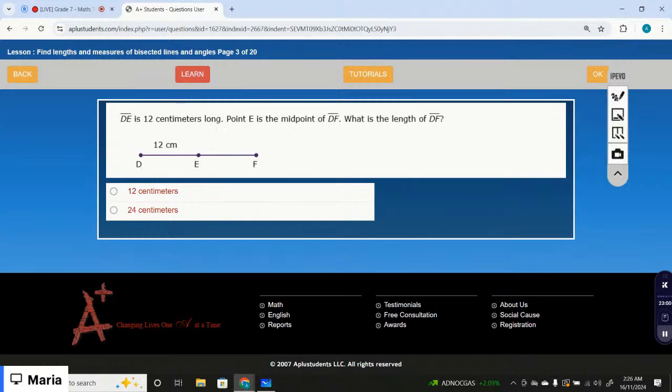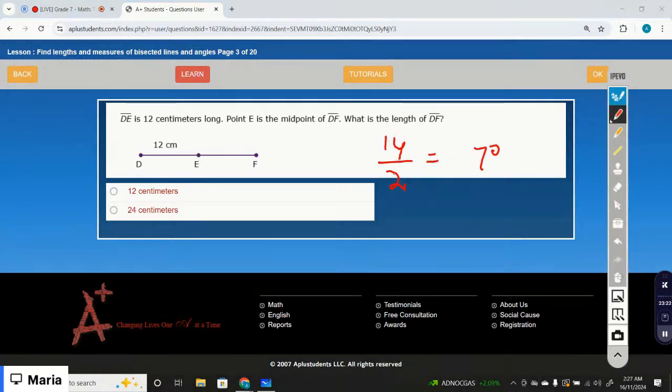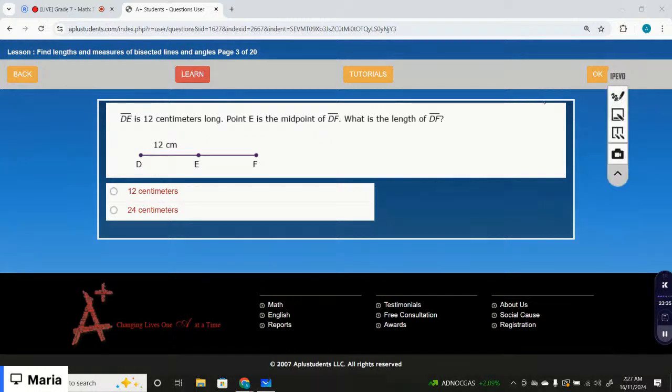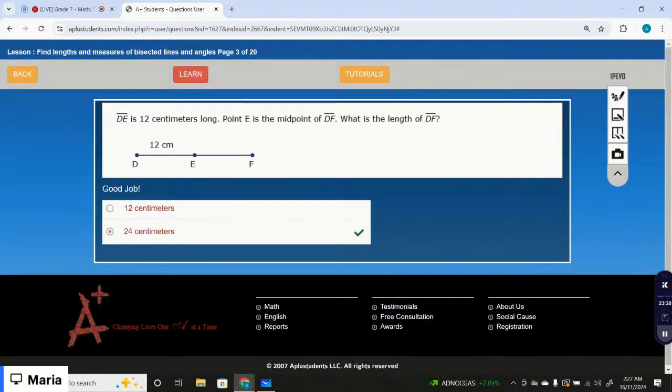DE is 12 centimeters long. Point E is the midpoint of DF. What is the length of DF? DE measures 12 centimeters, right? And E is the midpoint. So the midpoint is the one that divides the line into two exactly equal parts. So if DE is 12 centimeters, then EF is also 12 centimeters, right? And the sum of both the lines is 24 centimeters. The correct option is 24 centimeters. Option number 2 is the correct option.